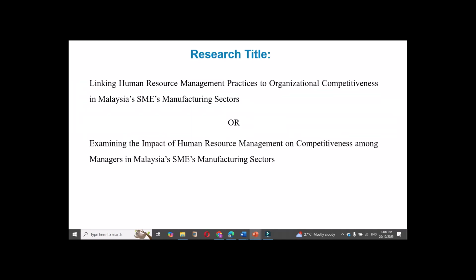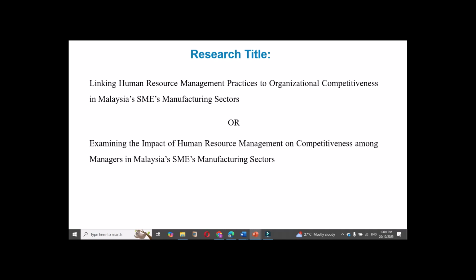Let's go gradually. Let's assume that we have these research questions. Let's say we have: linking human resource management practices to organizational competitiveness in Malaysia SMEs manufacturing sectors. Or we can say that we are examining the impact of human resource management on competitiveness among managers in Malaysia's SME manufacturing sector. So any one of the two can be taken. They are both the same thing. The only challenge is the English. The first one is good for a thesis, while the second one is for a manuscript for article writing. So whichever one you prefer, you can go.